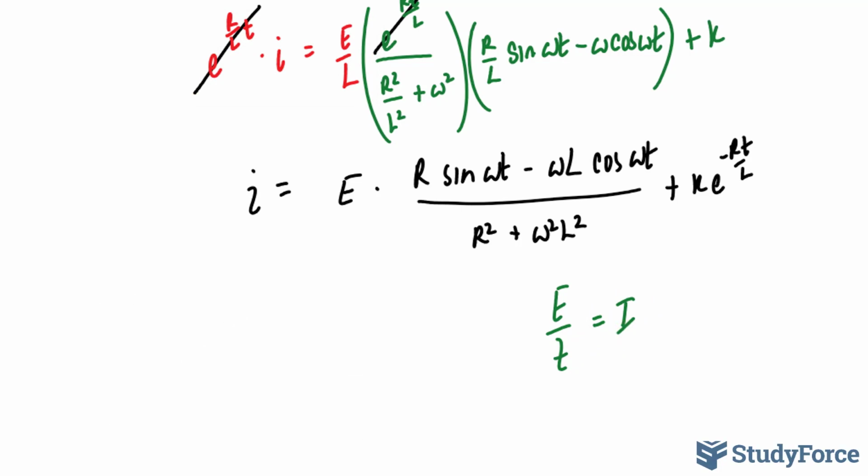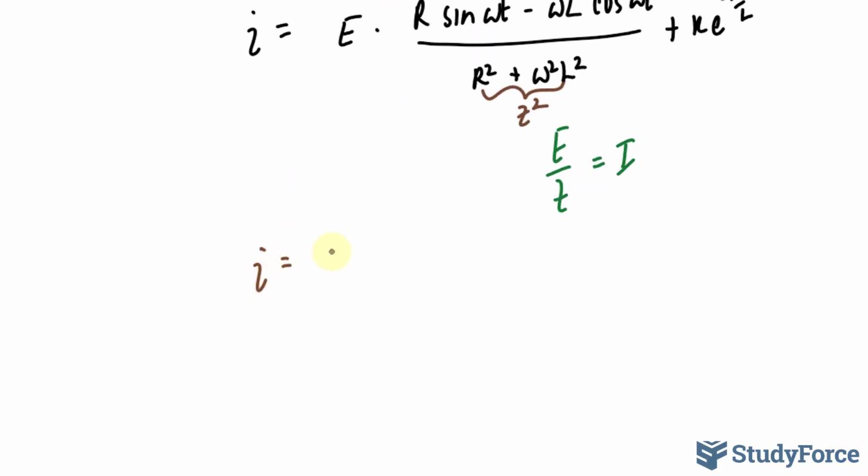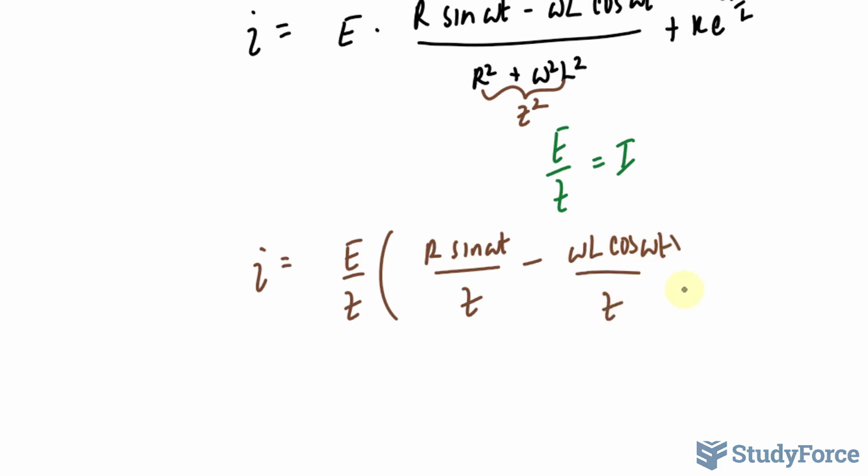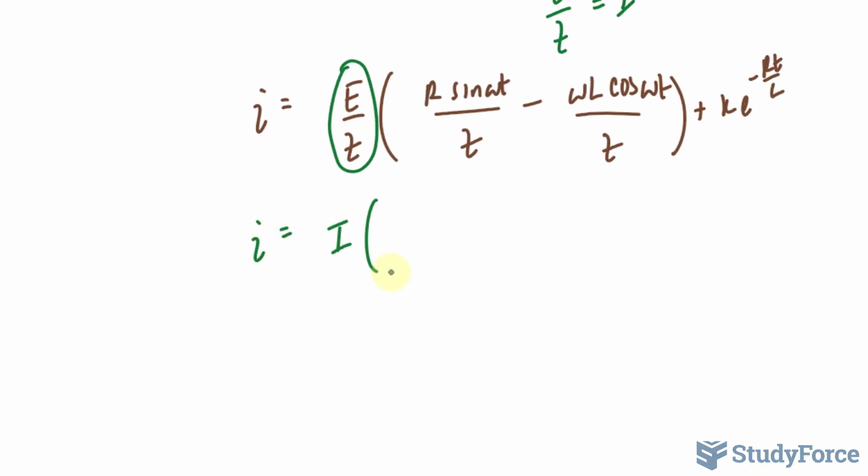Therefore, if I switch this now with Z squared, and I split it up so that I had current is equal to E over Z, bracket R sine omega t over Z, pretend that it was 1 over Z as the common denominator for this fraction, and we distributed the Z to the two terms above, minus omega L cosine omega t over Z, plus our constant k times e to the power of negative RT over L. This now can be replaced with capital I, and I'll rewrite the rest.